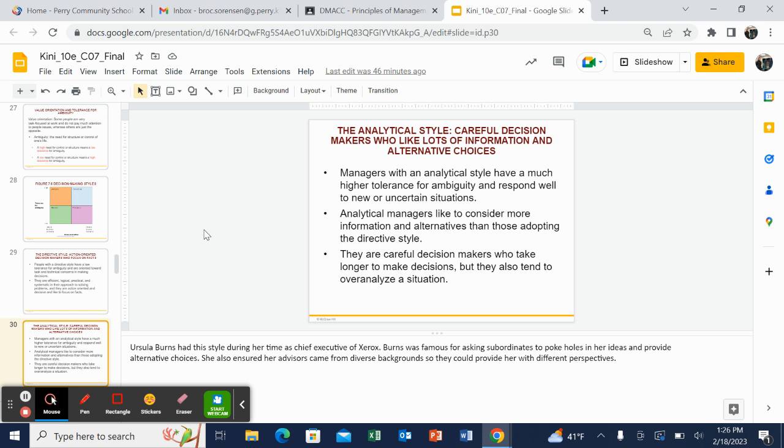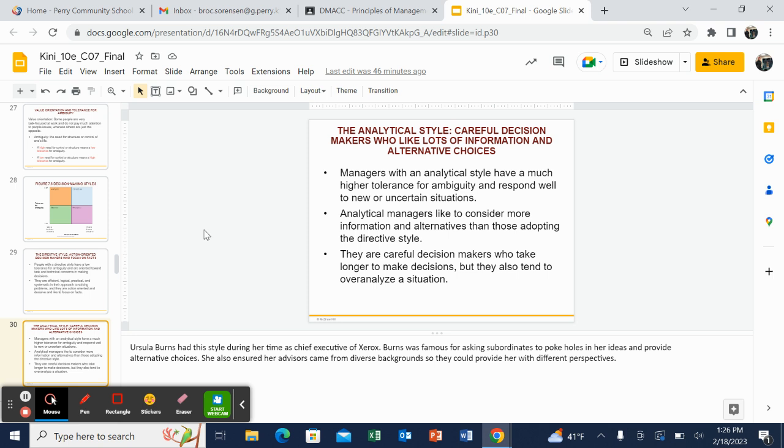And then our analytical style, so careful decision makers who like lots of information and alternative choices. So these individuals have a much higher tolerance for ambiguity and respond well to new or uncertain situations. Analytical managers like to consider more information and alternatives than those adopting the directive style. They are careful decision makers who take longer to make decisions, but they also tend to overanalyze the situation.